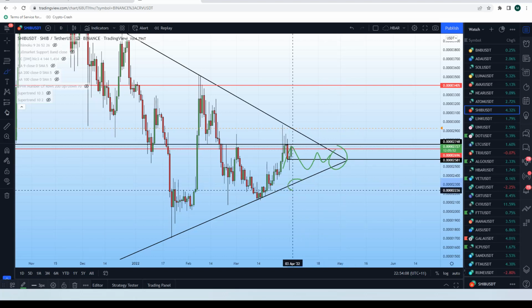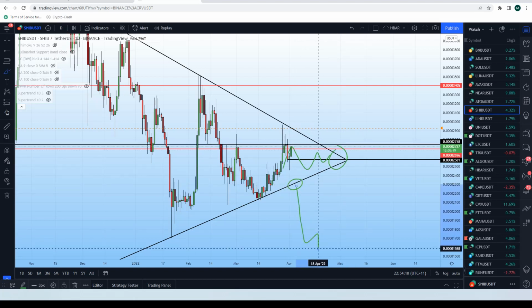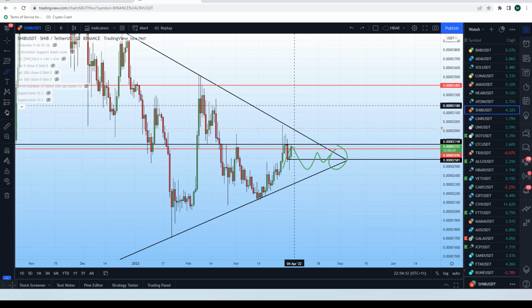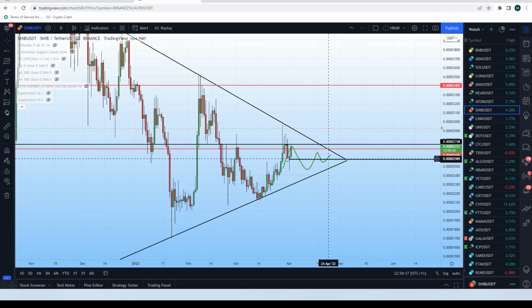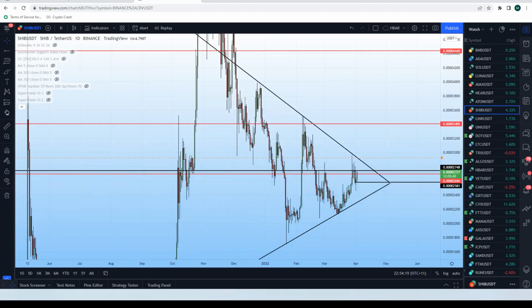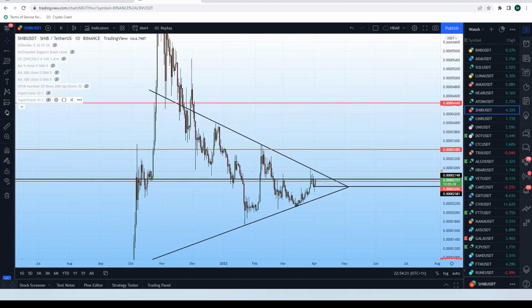Either we break this support and we crash, and that's going to happen if the market crashes, or we continue upwards and go quite parabolic. That will happen if Bitcoin is able to push past $48,000. So guys, those are the targets. Let's take a look at the technicals.